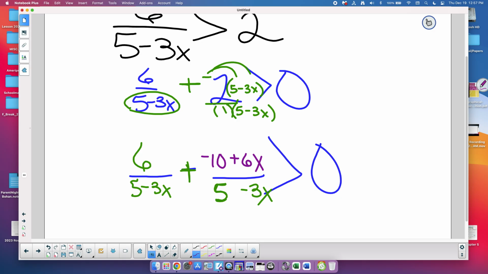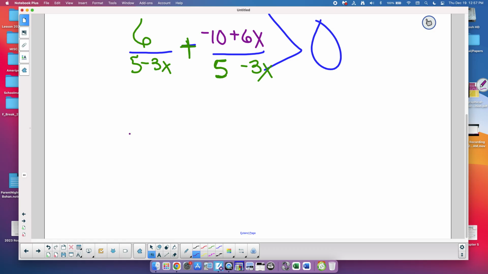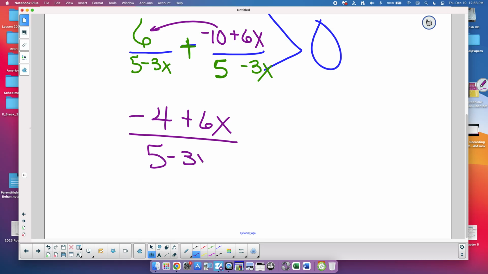Are you with me? Did I just lose you? Because I felt like you guys got awfully quiet there. You good? Okay, two fractions with common denominators. Let's just add them together. What do we get? Top plus top. Negative 4 plus 6x. Okay. Over common denominators. Don't touch them. They just stay. 5 minus 3x is greater than 0.